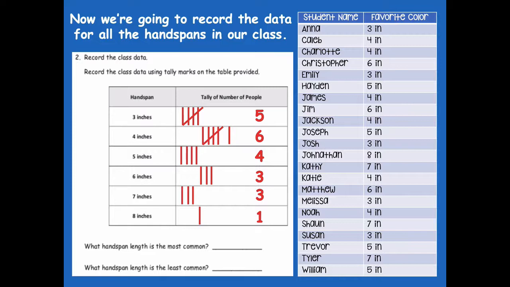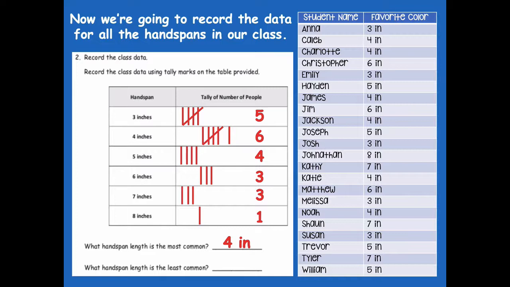Okay, so to me, that's a much easier strategy to be able to look at your data once you've recorded it. So now I want us to look at the question that says, what handspan length is the most common? So that means which one had the most people that had that handspan? Yeah, it's 4 inches because 6 people, that was the highest number. 6 people had a 4-inch handspan.